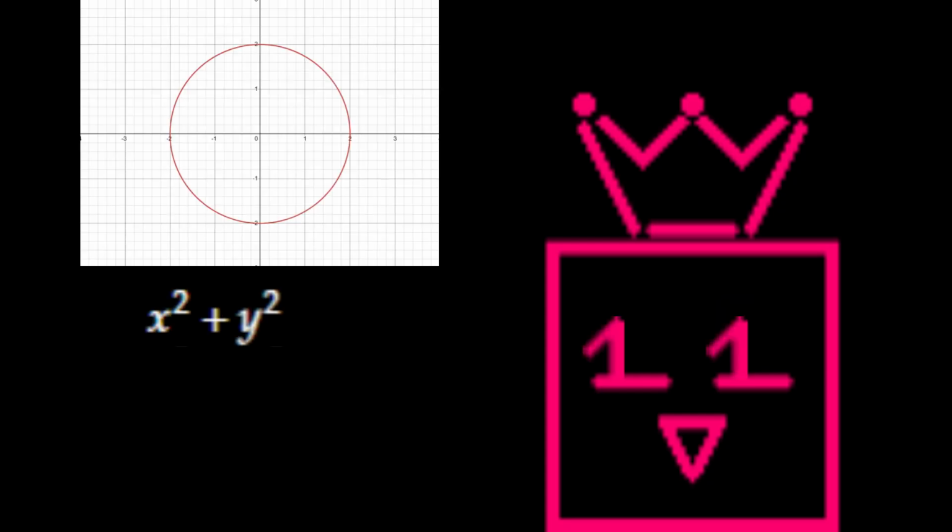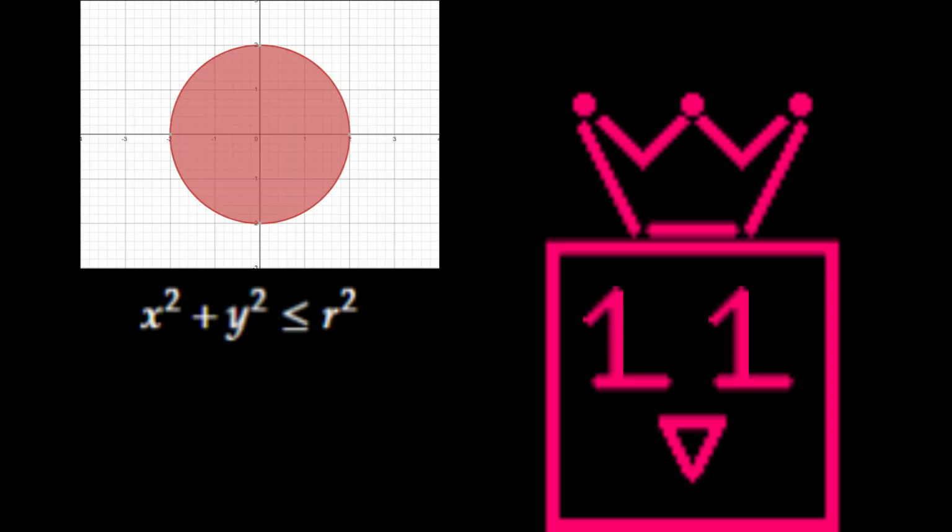Luckily, graphing can make one easily by using x squared plus y squared equals r squared, where r is the radius of the circle. And if we replace the equal sign with a smaller or equal sign, the graph will include the inner parts of the circle, which means the xy points that are true within this equation will be inside this circle.